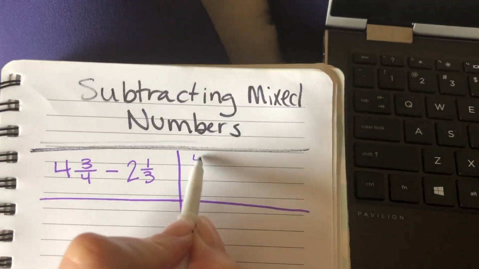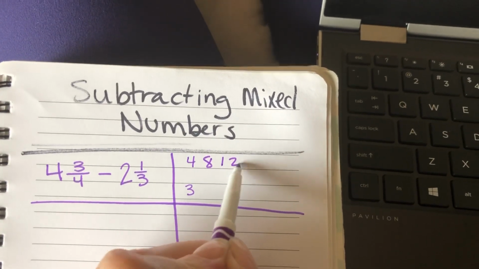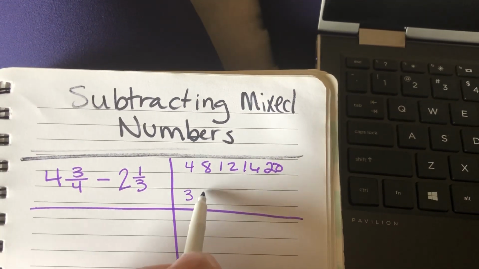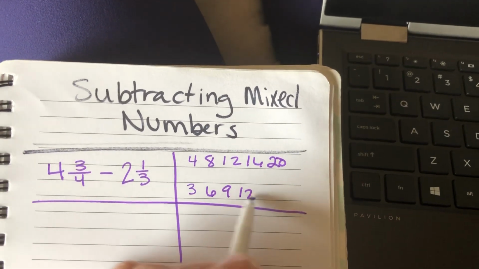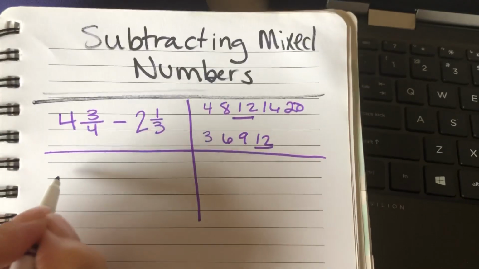So find your multiples of your denominators. Multiples of 4: 4, 8, 12, 16, 20. Okay, multiples of 3: 3, 6, 9, 12. Ooh, look, 12. All right, so we're going to rename it.